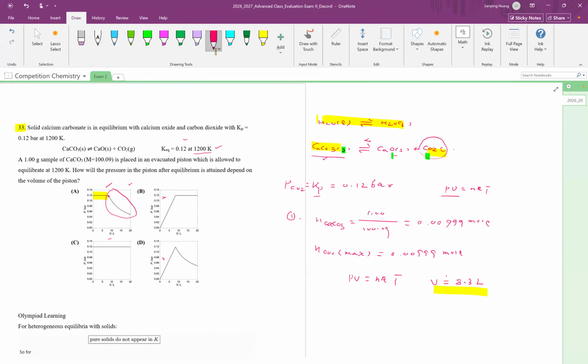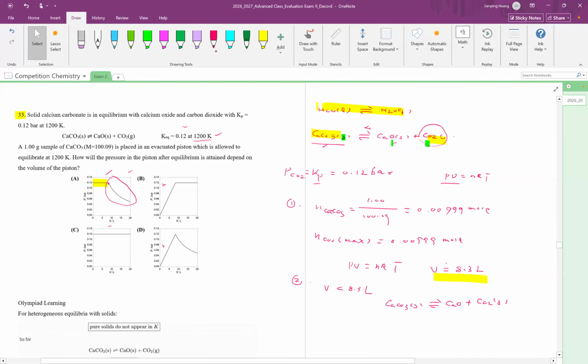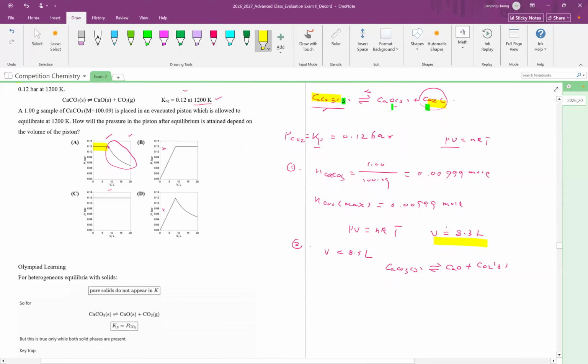Now, the first one, if the volume is less than this, what does that mean? In this case, only partially decomposed. In the system, you have this one, this one, and this one under equilibrium, which means P, that's carbon dioxide, is 0.12 bar. Never changes.